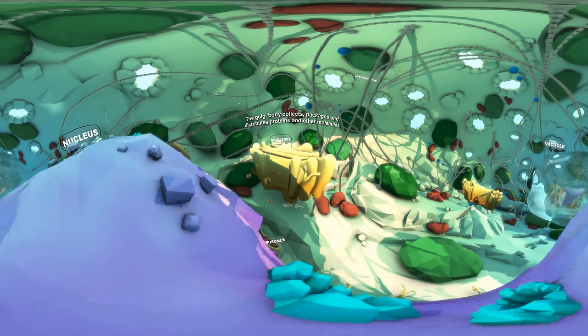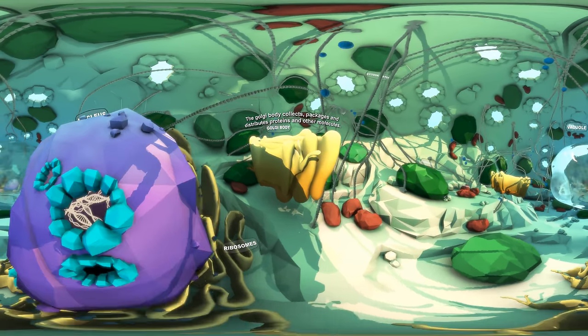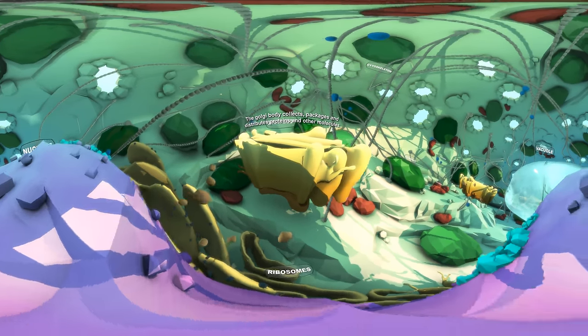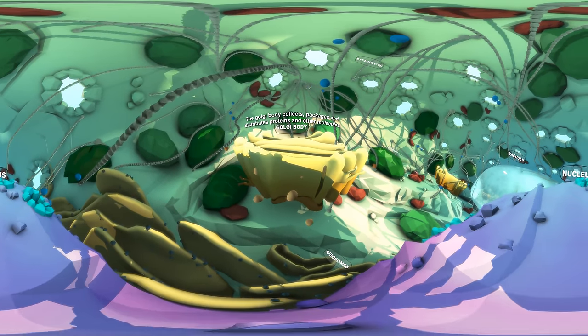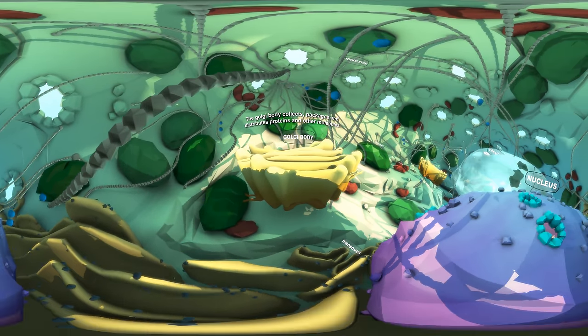The Golgi body, which is made up of many membrane-bound sacs, collects, packages, and distributes proteins and other molecules made in the cell.